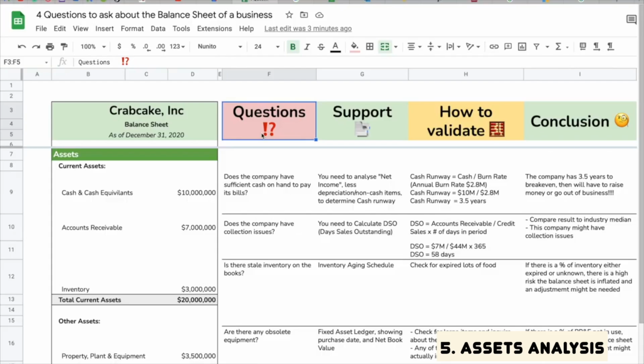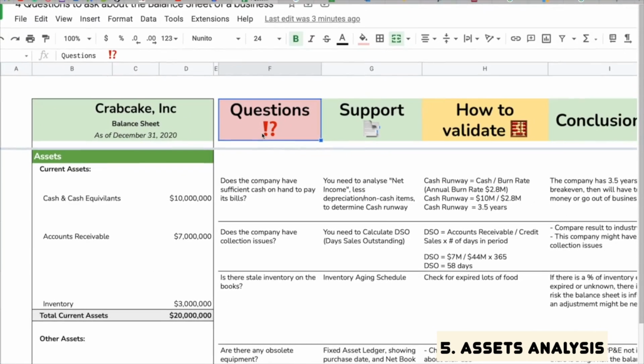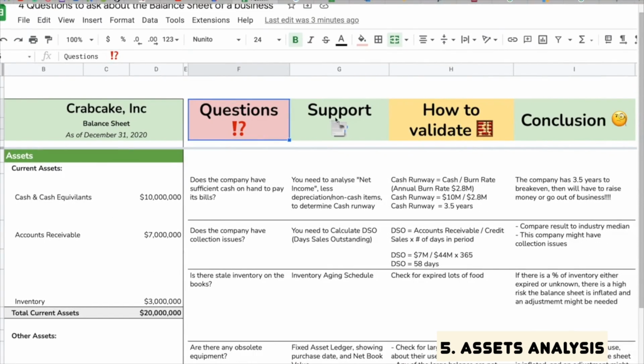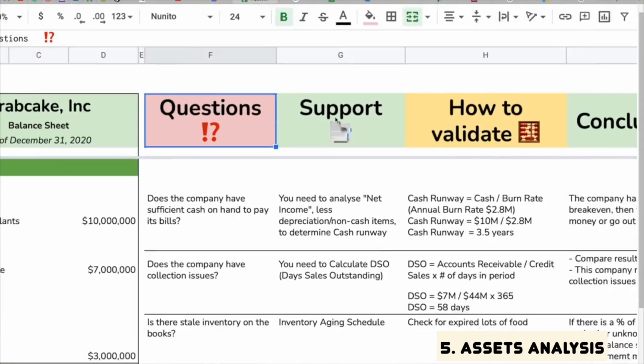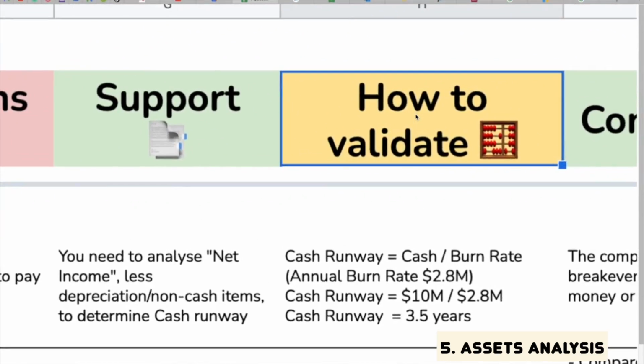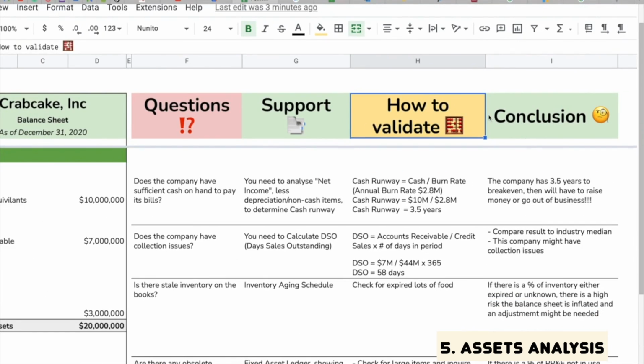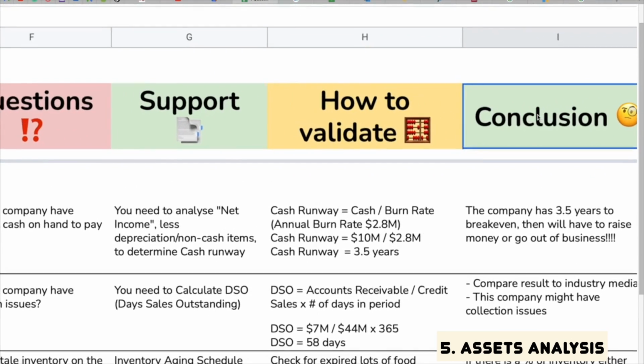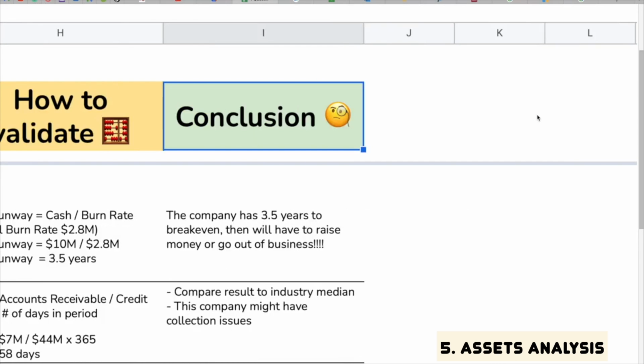So first, I'm going to show you the questions that you should be asking. Second, I'll tell you what support you'll need in order to answer these questions. And then third, I'll show you what you need to do in order to validate this support. And then finally, and most importantly, a conclusion. I'll show you how to draw a conclusion based on this information.